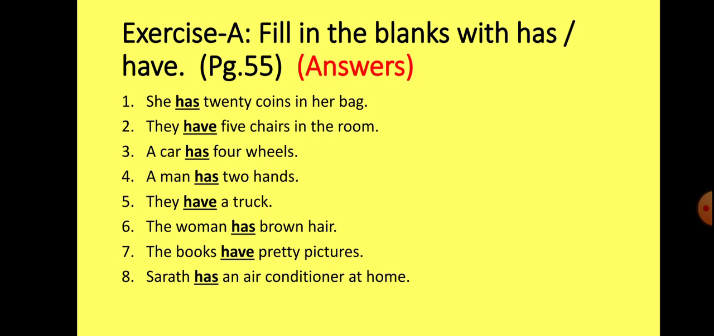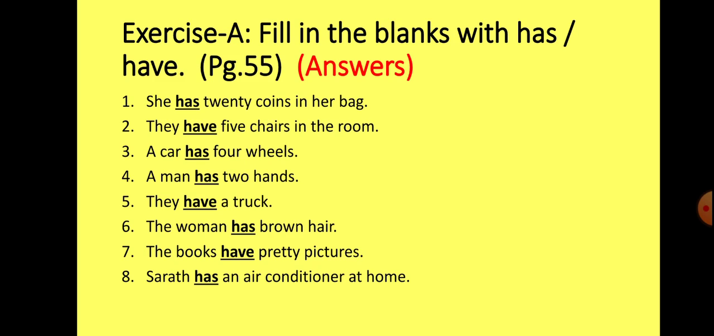She, we are talking about she, so she is a singular person and we will use has here. Number 2, they have 5 chairs in the room. See, we have to use have here because the subject is plural. They, वे हैं, right? So it is more than one. So we have to use have. Number 3, a car. See, car is one here. So that's why we are using has. A car has 4 wheels. Number 4, a man. A man is one.